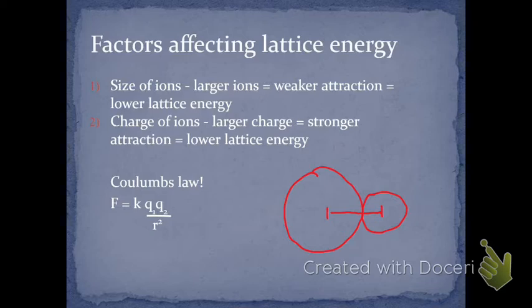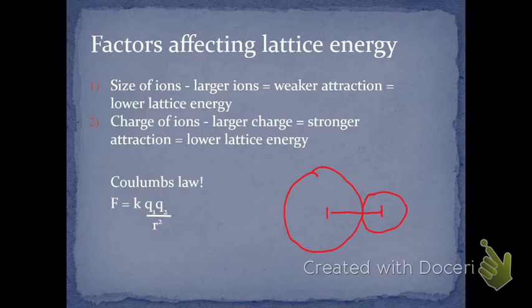So larger ions means weaker attraction, so lower lattice energy. And then the charge of the ions, the larger the charge, the stronger the attraction. So if you have more charges, it'll be stronger attraction, which will equal lower lattice energy.